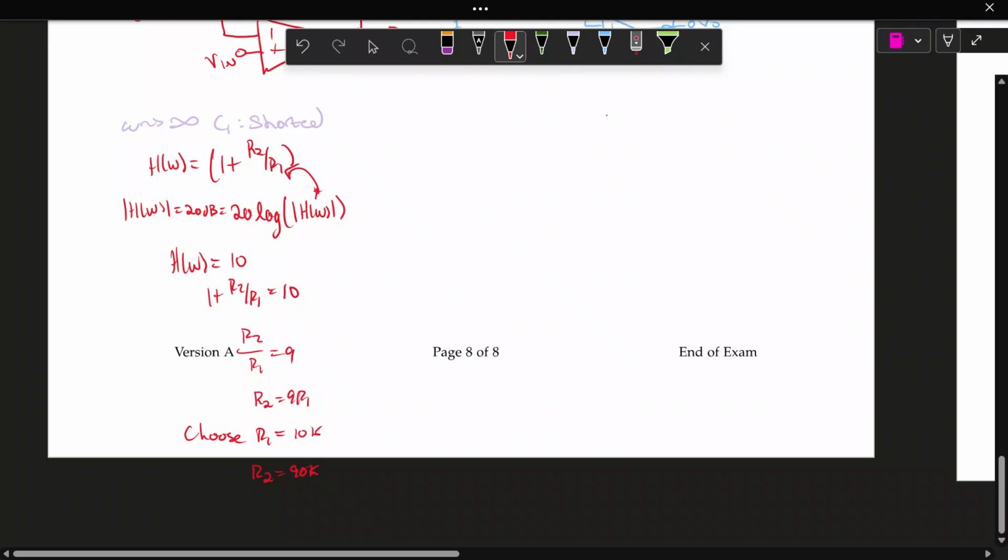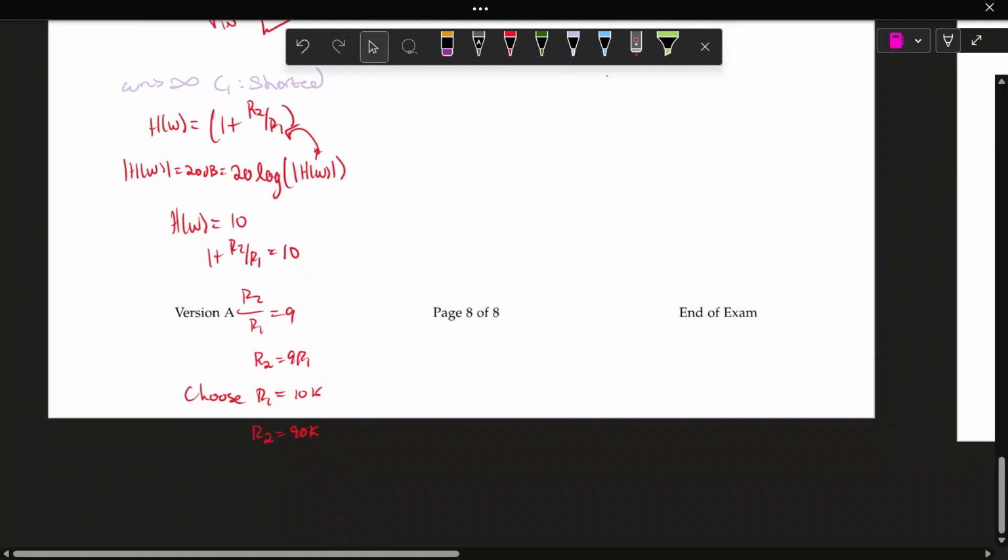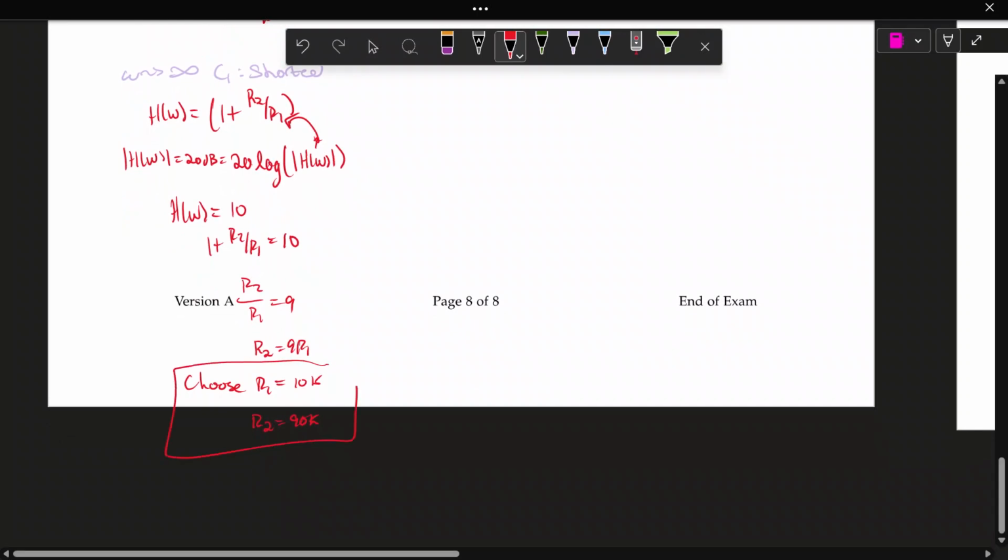This is by choice. You can pick it to be 1 and 9. You can pick it to be, I don't know, 9 k ohms and 81 k ohms. It's up to you. It doesn't matter. You choose what we want here. So we have our two resistance values.